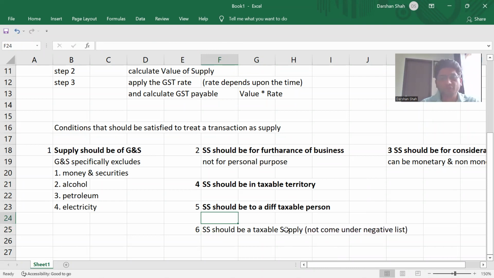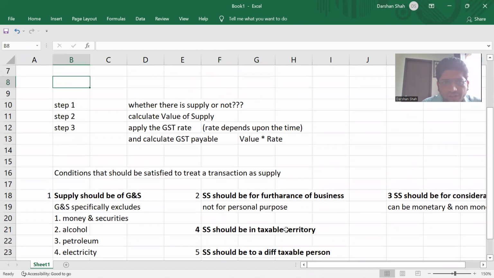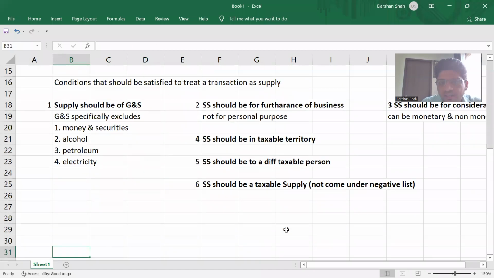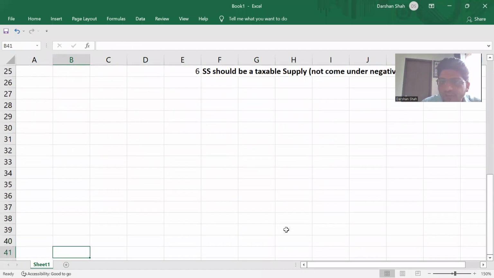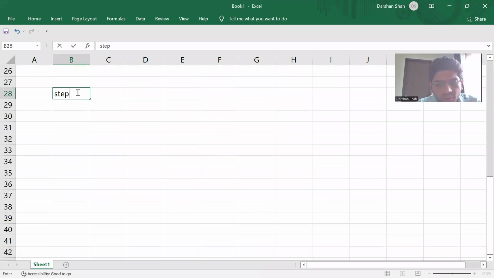So now we know the concept of supply. Step 1 is done. Yesterday we completely focused on step 1, whether there is supply or not. If all 6 conditions are satisfied, then only there will be supply. Today we'll go to step 2. I'm teaching in Excel because we need some calculations. The calculations are not Excel based; for me to do the calculations easily, I'm teaching it on Excel.